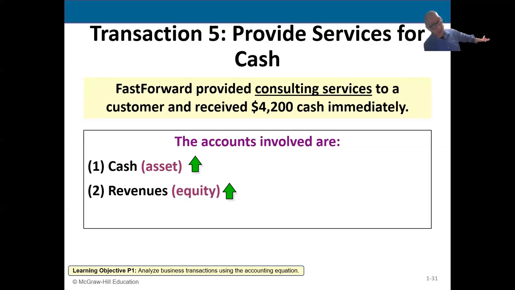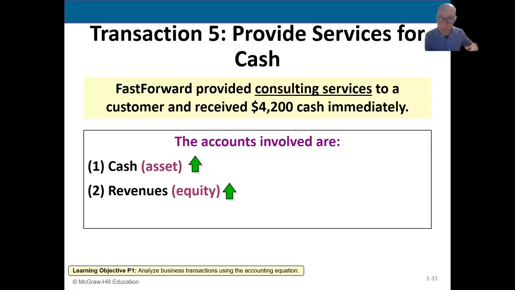Fifth transaction. Our company provided consulting services to a customer. The customer gave us cash for the service right away at the end of the visit, $4,200. They gave us a check for $4,200 right after the service was done. A check, as you should know, is as good as cash. Somebody gives you a paper check, that's cash. It goes right into the same account.